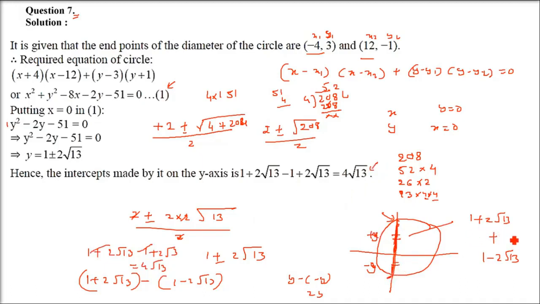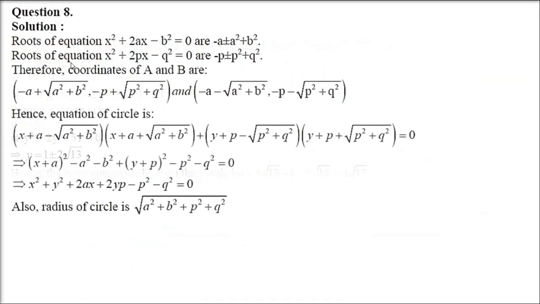So this 4 root 13 is the actual value. Don't just add these two values. You will get 0 because y plus minus y is 0. So you have to subtract: y minus of minus y is going to give you 4 root 13, which is the intercept made by it on the y-axis.